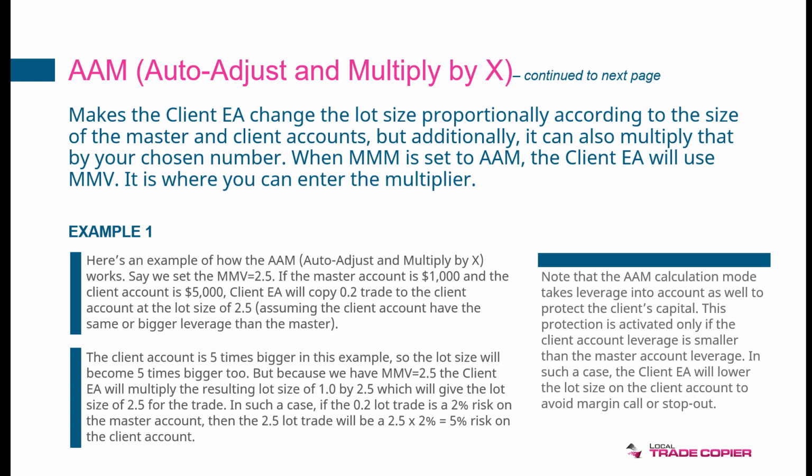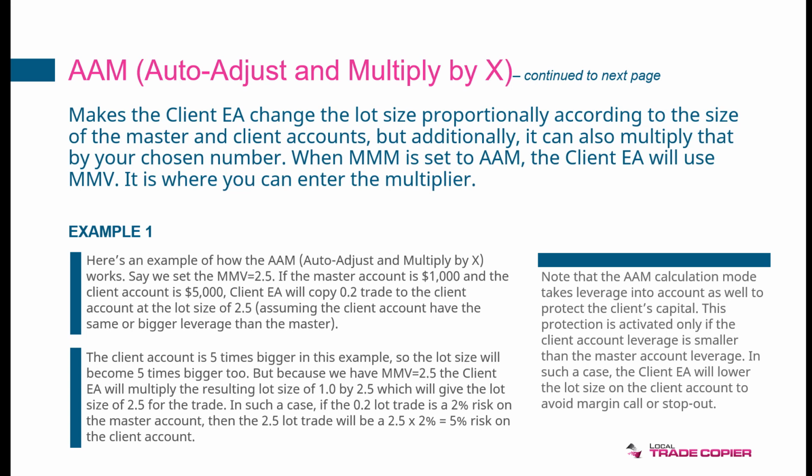So the client account is 5 times bigger in this example, so the lot size would become 5 times bigger too. But additionally, because we have the MMV set to 2.5, the client EA will multiply the resulting lot size of 1 lot, which is 5 times 0.2, we get a full lot, but we multiply that additionally by 2.5, which will give the lot size of 2.5.